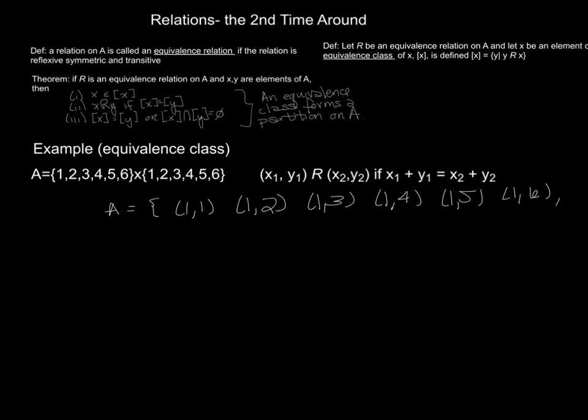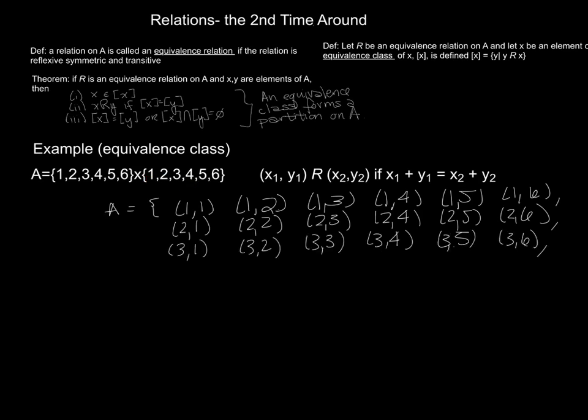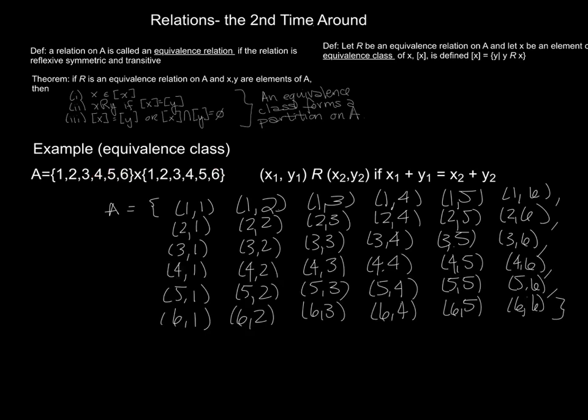So here I have 1 paired up with each of the elements in my second set. Now I'm going to take 2 and pair it up with the elements 1, 2, 3, 4, 5, 6. I'll continue and take 3 and pair it up with each of the elements 1 through 6. And I'll continue with 4, 5, and 6, pairing each with 1 through 6. Okay, so here is what my cross product looks like, and that is what A is equal to.